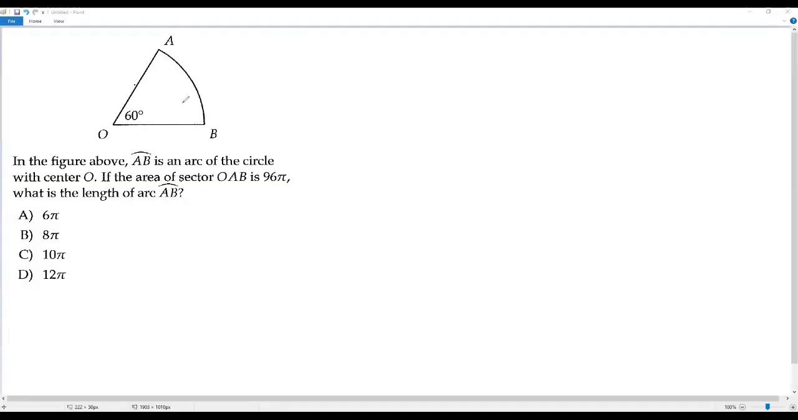Here we have a SAT math question. There is a sector given over here. In the figure above, arc AB is an arc of the circle with center O. If the area of sector OAB is 96 pi, what is the length of arc AB? So we have to find the length of this arc AB.